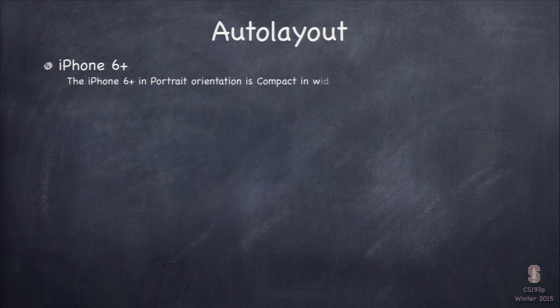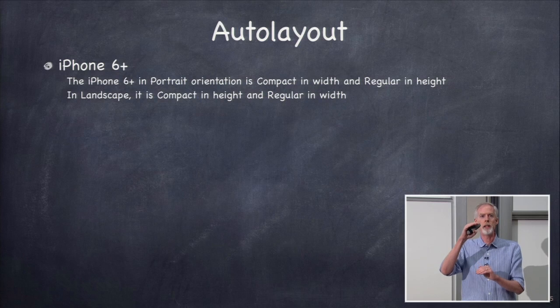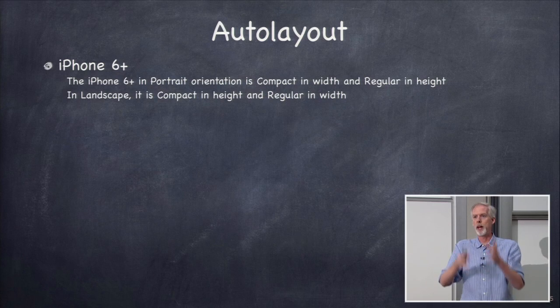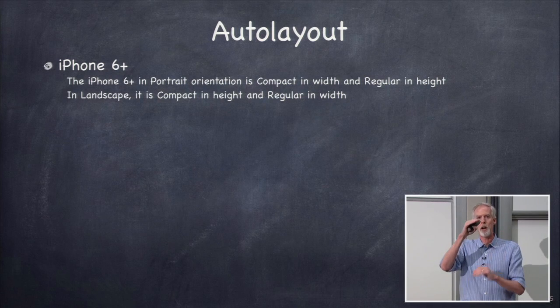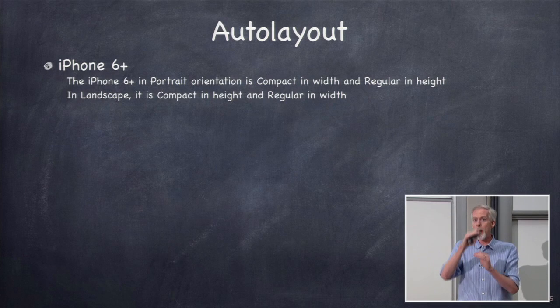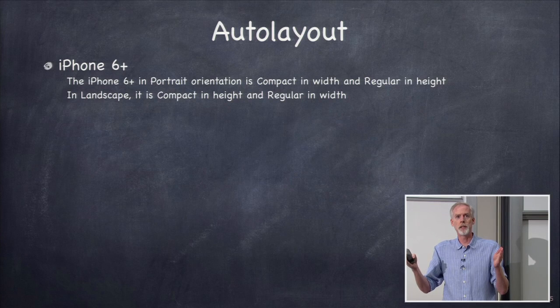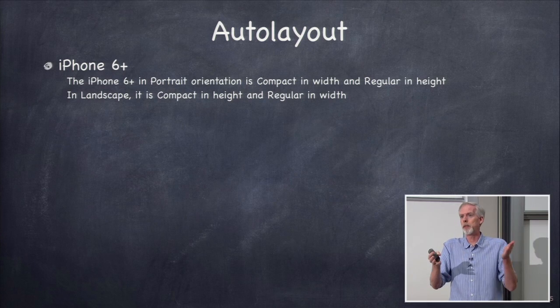So for example, the iPhone 6 Plus is an interesting device. In portrait, its width is compact, its height is regular. That's if you had a full screen view controller on an iPhone 6 Plus. When you go to landscape on the 6 Plus, now it's compact in height and regular in width. Does that make sense? It makes perfect sense in that one.